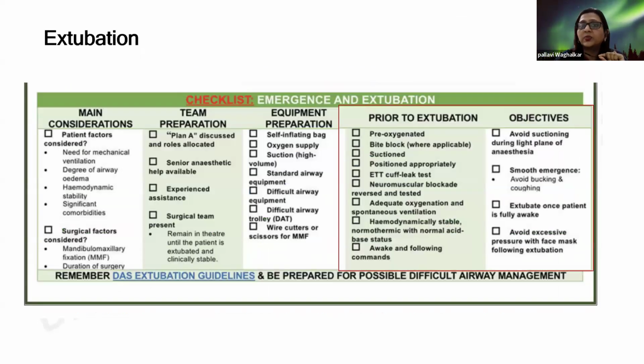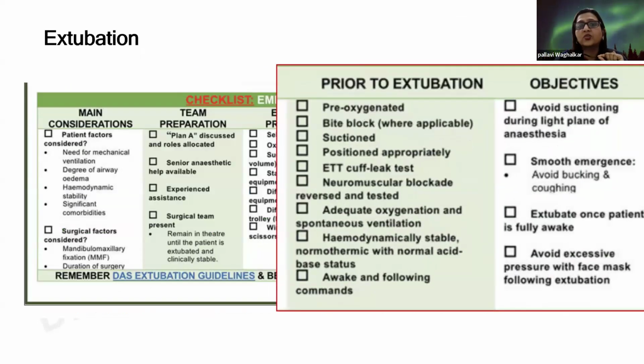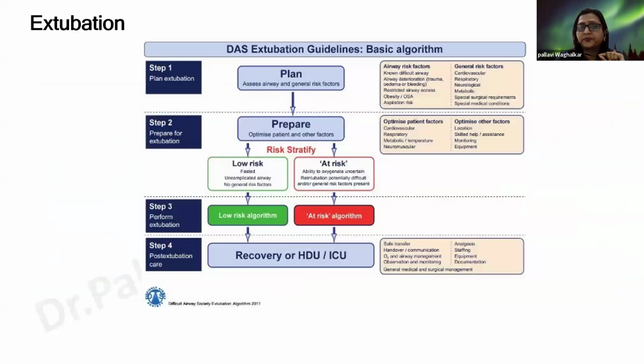Then again, there is a checklist, but we have to see that prior to extubation, we have to pre-oxygenate, use a bite block, do suctioning, and an ET tube cuff leak test should be considered. NM blockade should be adequately reversed, and the patient should be awake and following commands. In these patients, we have to avoid suctioning during the lighter plane of anesthesia. There should be smooth emergence, avoid bucking and coughing, and avoid excessive pressures.